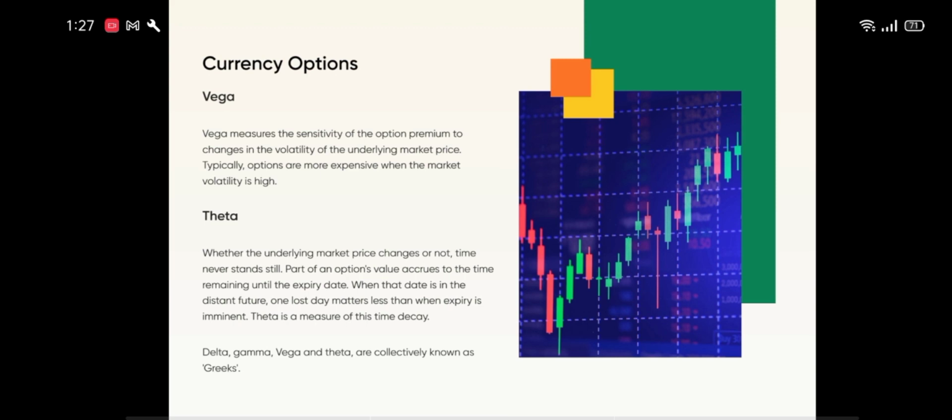Theta. Whether the underlying market price changes or not, time never stands still. Part of an option's value accrues to the time remaining until the expiry date. When that date is in the distant future, one lost day matters less than when expiry is imminent. Theta is a measure of this time decay. Delta, gamma, vega, and theta are collectively known as Greeks.